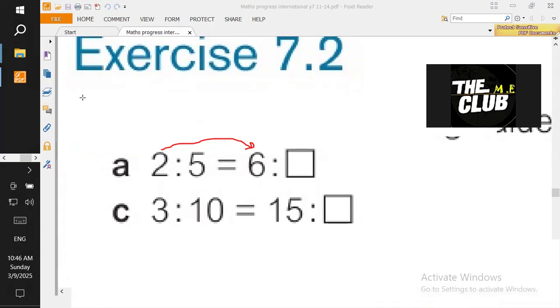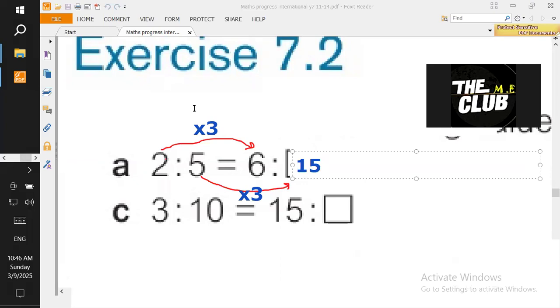So, as we said, focus on this. The 2 was multiplied by 3 to get a 6. I'm going to do the same here. It means I'm going to multiply the 5 by 3. So here, this one is multiplied by 3 to get the 6. It means I'm going to take the 5 and multiply it by 3, which gives me 15.